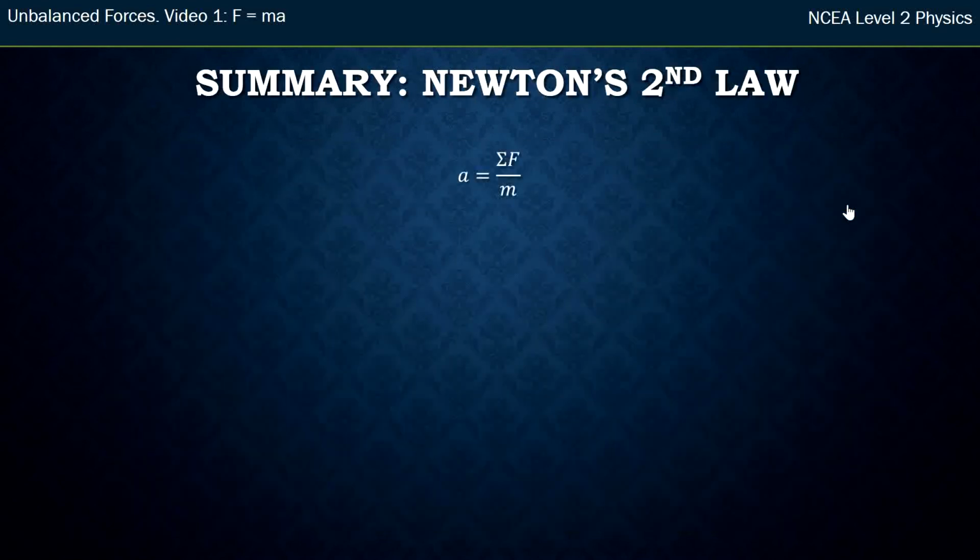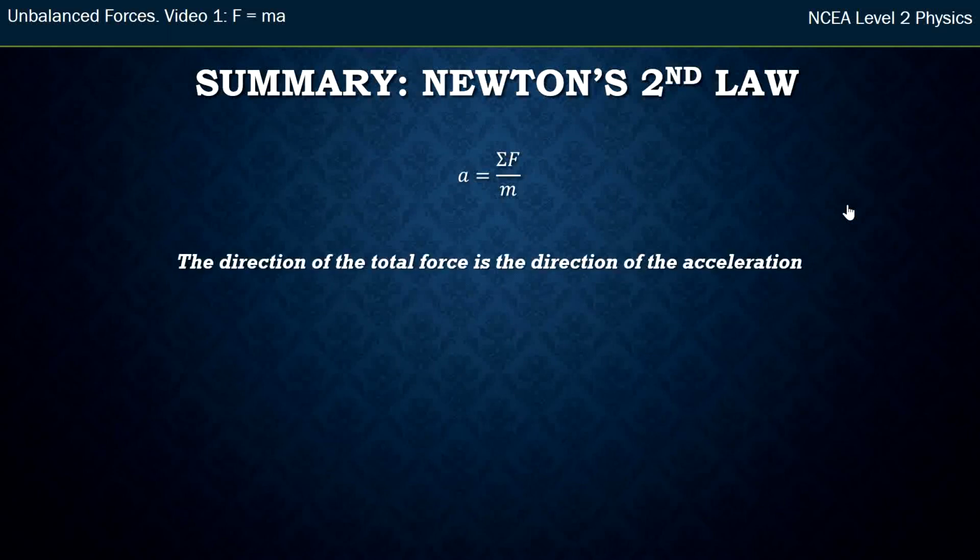So the summary here is two things. The formula F equals ma, if you want to understand physics, it's better to write it like this. Definitely you need the sigma, which is that funny Greek letter that looks like a capital E, which means total force. But also I like writing it so we've got acceleration caused by the total force divided by the mass. And the second part of this equation is it's a vector equation, which means that the direction of the total force is also the direction of the acceleration always.